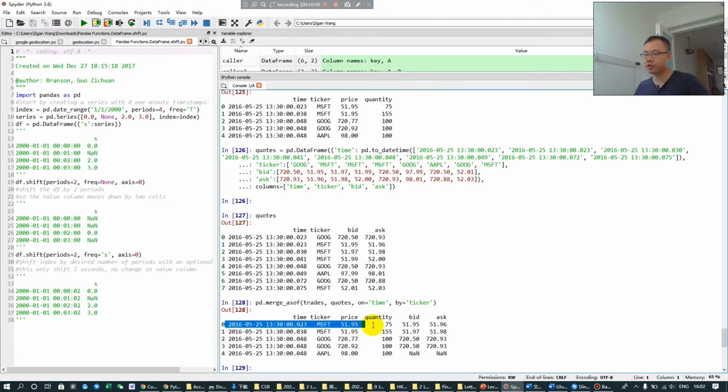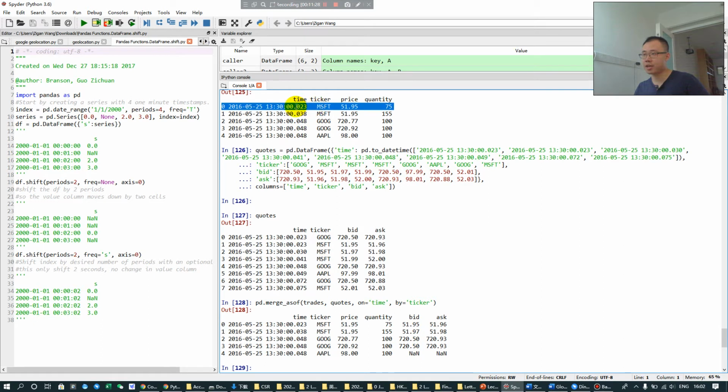Here is the first observation of the merged data. How do we get this? Now you have six variables: time, ticker, price and quantity from the trades data, and bid and ask variables from the quotes data. For Microsoft, the trades data has two observations, and the quotes data has four observations.